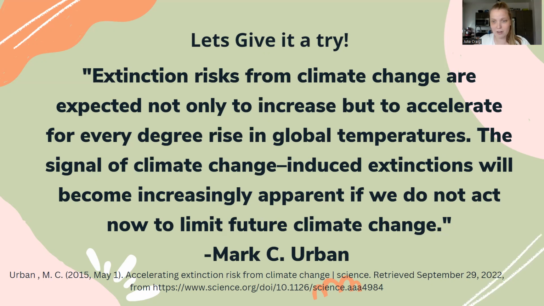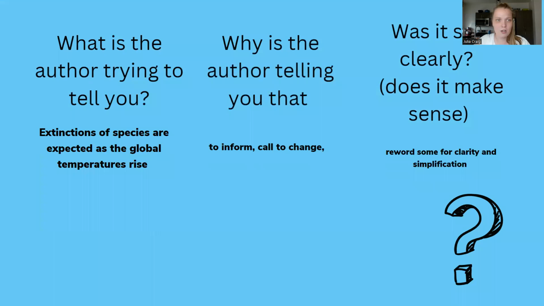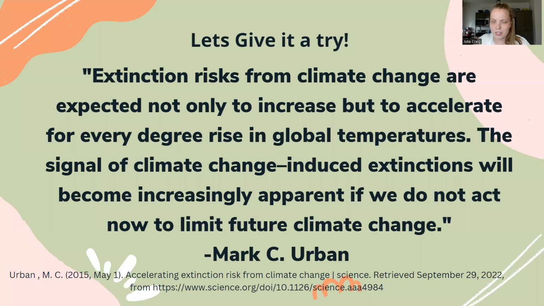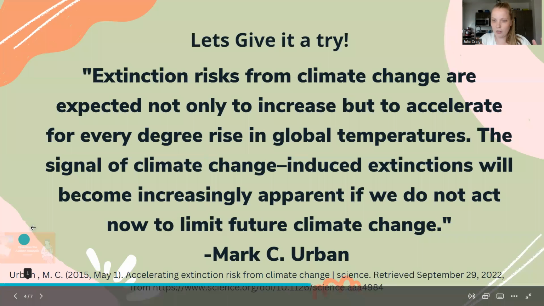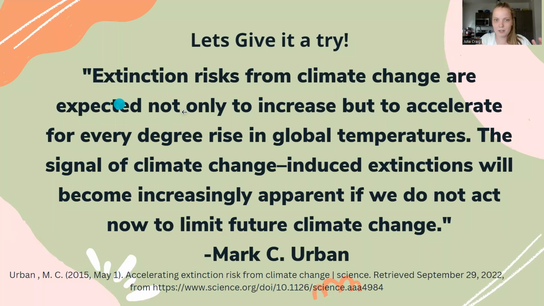That's a pretty heavy little paragraph there. Let's go ahead and break it down and answer some questions. Okay, first question. What is the author trying to tell you? Well, if we go back and read through this again, we can tell right away that it's about extinction and climate change. What are hints from the text that tell us what the author is trying to tell us? All right, extinction risks from climate change are expected not only to increase, but to accelerate. So this is saying that extinction is going to increase because of climate change.